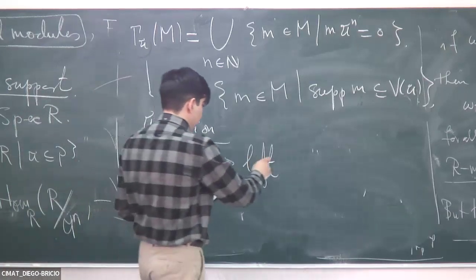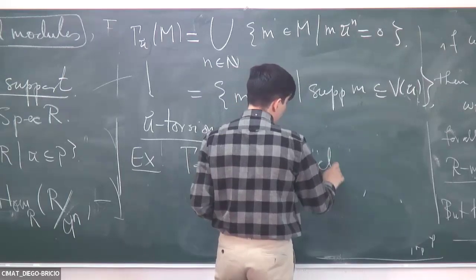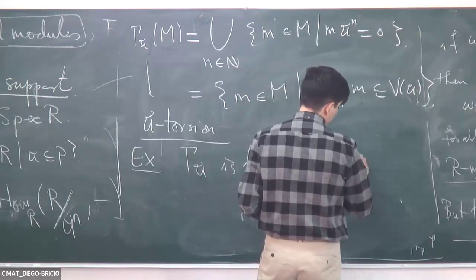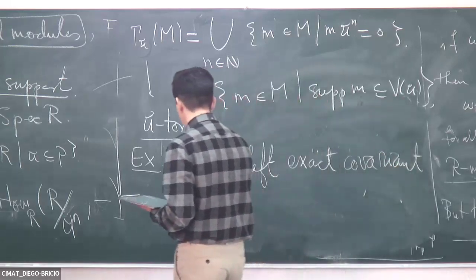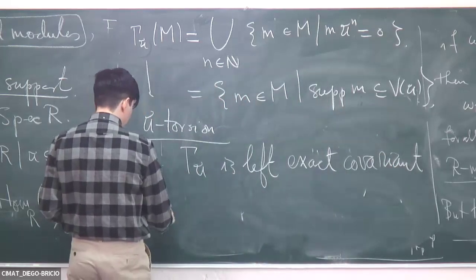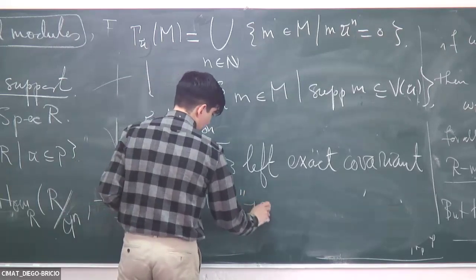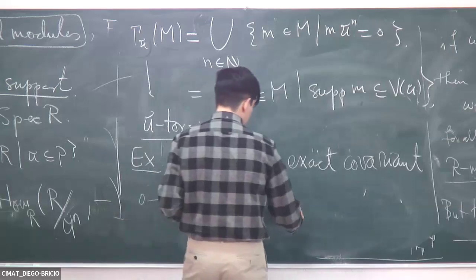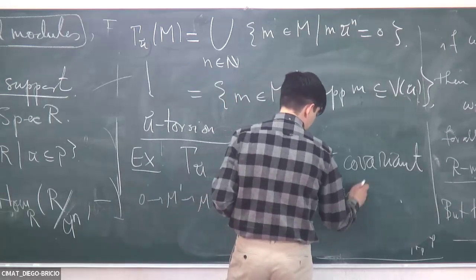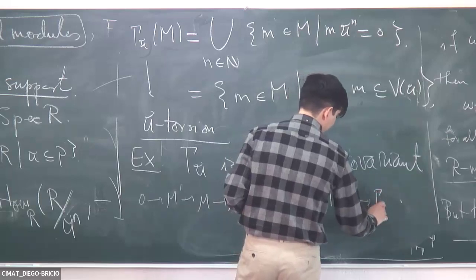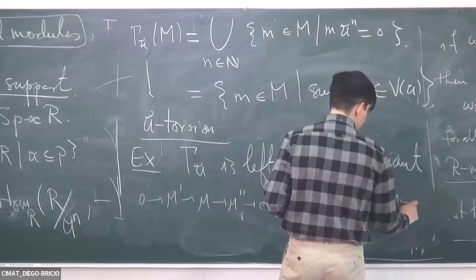Okay. Gamma A is left exact. It's left exact. And well, it is covariant. So meaning that, you know what this means, right? Like if you have an exact sequence, when you apply the functor, then you get an exact sequence like this. This is fine, but then you lose surjectivity.